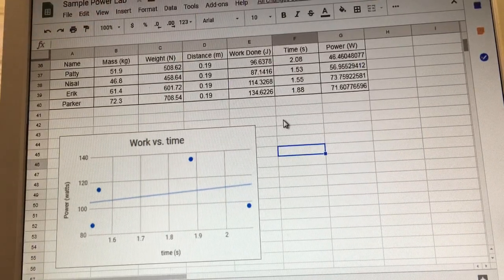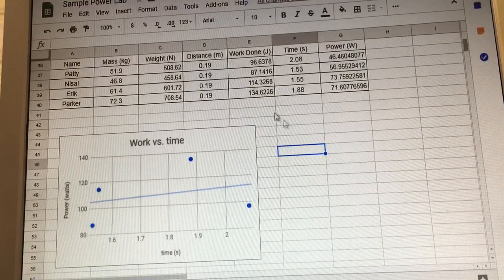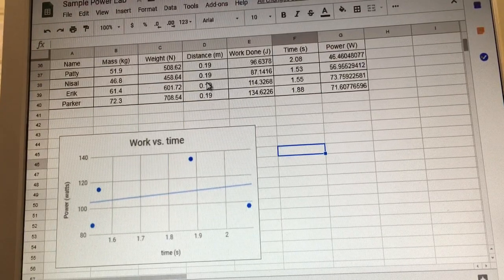Okay, so take a look at what's up here on the screen. At the top of the screen, what do you see? What's all this stuff? That's all my data, right? And then down here, what do you see? A graph. All right, so I've got a graph. I've taken some of this data and had the computer turn it into a graph for me.